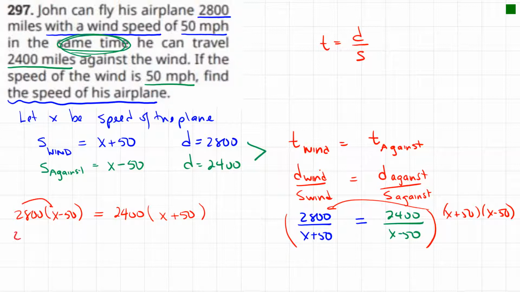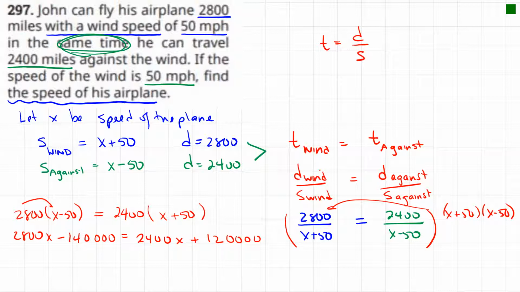So 2,800x minus 140,000 equals 2,400x plus 120,000. Just going to make sure I got the right zeros there.